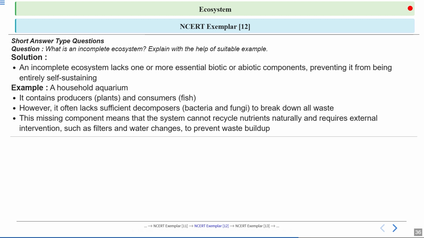Now, because the natural nutrient cycling is incomplete, this aquarium relies on human intervention to stay clean and healthy. You have to regularly change the water and use a filter, which is an artificial substitute for the missing decomposers. Without the external help, the waste would accumulate, making the water toxic and killing the fish.